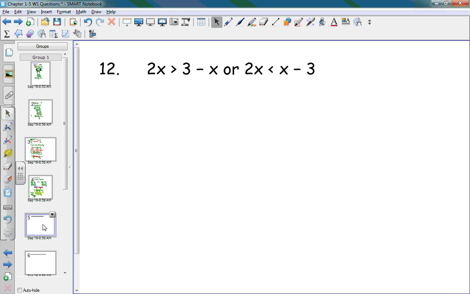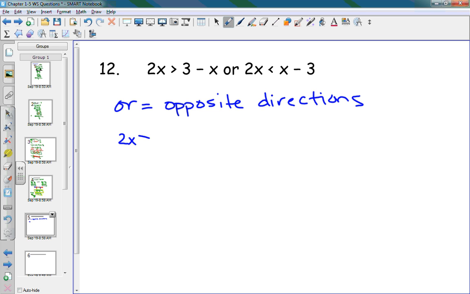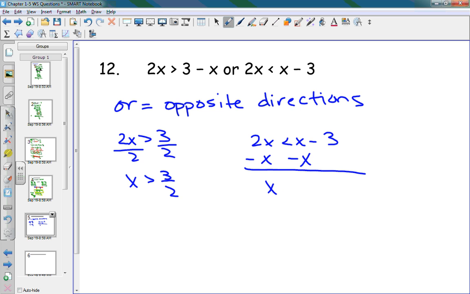Now this one's an "or." Since this is an or, it does not overlap. They go in opposite directions. So if I solve this problem, I divide by 2, and I have x is greater than 3 over 2, which means I did not flip the inequality symbol because I divided by a positive 2. So I come over here and I have 2x is less than x minus 3. I'm going to subtract the x, and I have x is less than negative 3. That cancels out, and that's your problem that's done over here.